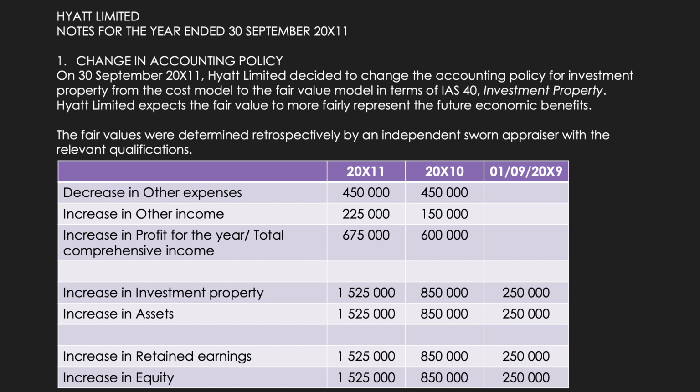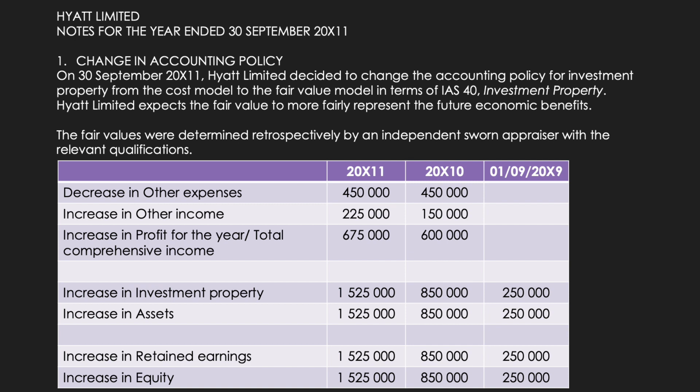Because if we have a net decrease in other expenses, that means we have a higher profit figure. So we have an increase in profit, which leads to an increase in retained earnings. Once again, retained earnings and share capital are added together to give us total equity. Total equity is a line item in our statement of financial position, and therefore we need to show that our equity has increased by 250,000 Rand.